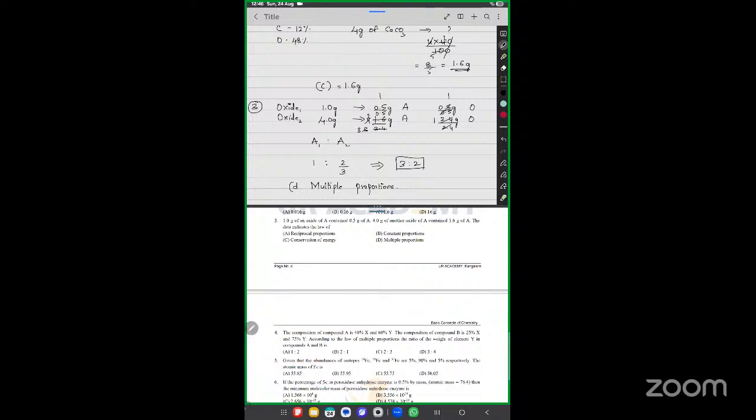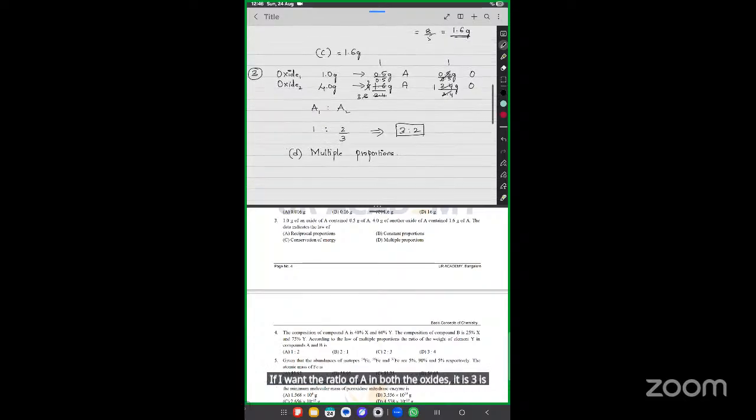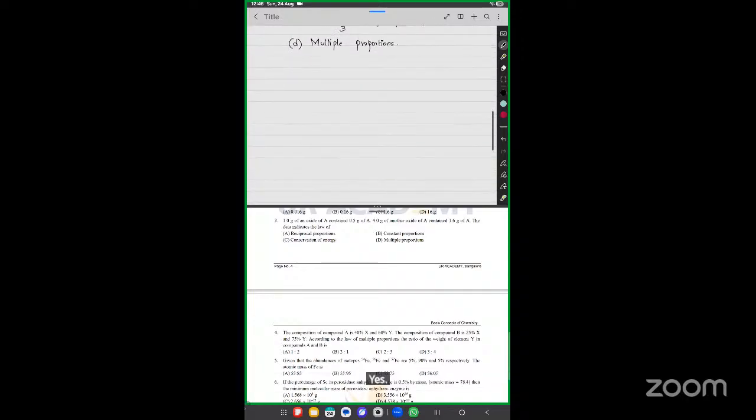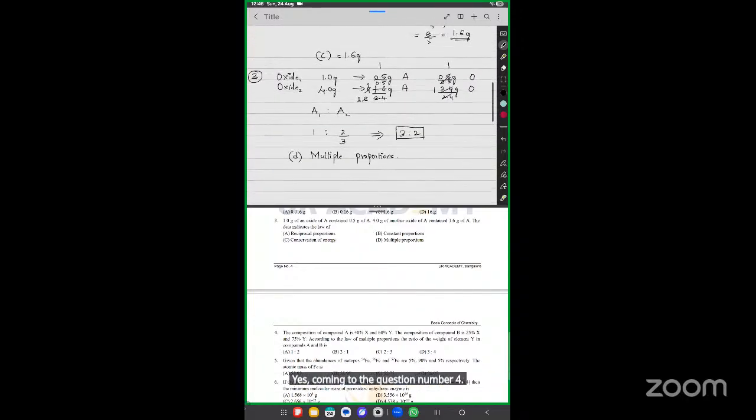It is option D, satisfying the multiple proportions. Okay. If I want the ratio of A in both the oxides, it is 3:2. Right. Yes. Coming to question number 4. Is that fine? Are you getting it?